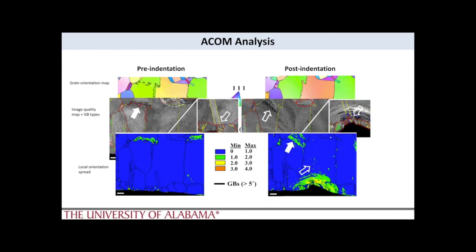And then finally, we can do a local orientation spread using the PD data. Prior to indentation, there is a very minimal local orientation spread, but of course, after indentation, we clearly see localized orientation deviations. And in this case, most of it is centered under the indent, which would be linked to our approximation of the geometrically necessary dislocations that are needed to accommodate the deformation.